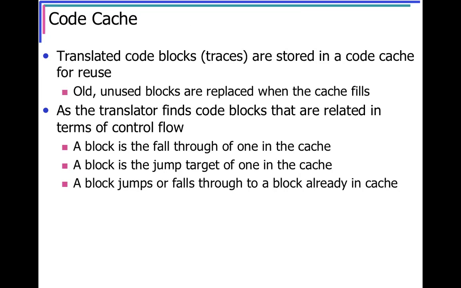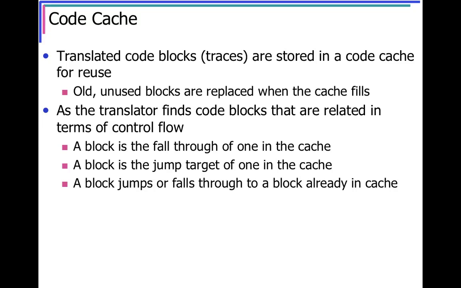We're going to store our traces into a code cache. This is going to be a fixed area of memory of a fixed size, and we're going to fill that up with traces as we discover and compile them. Every time a trace is used, we're going to jump to it in the code cache and execute the native code, so it's super fast.